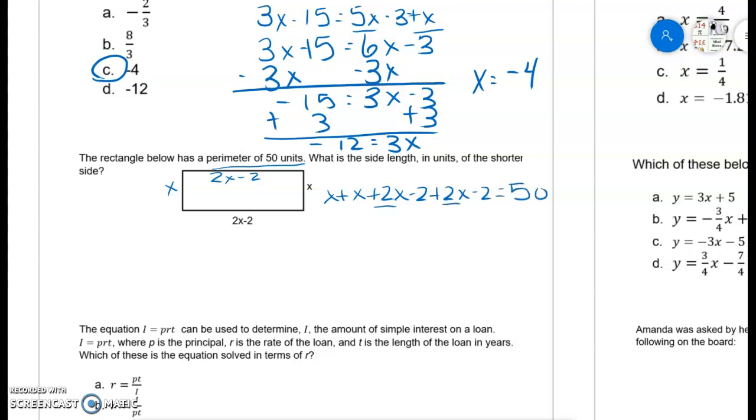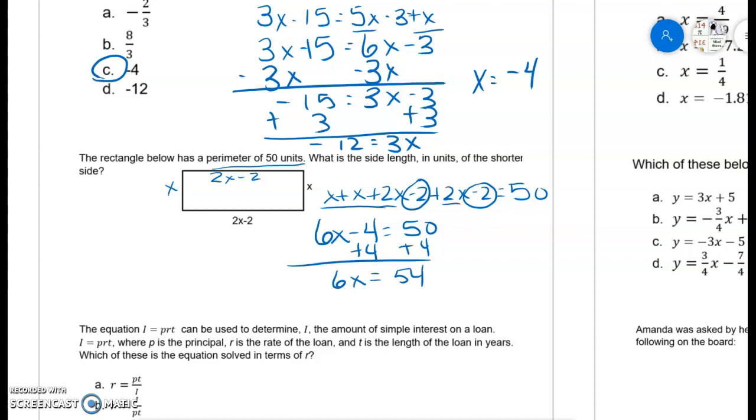So we can collect like terms, all of our x's. So now we have 6x. We can combine like terms. Negative 4 is equal to 50. Add 4 to each side. 6x equals 54. So x equals 9.